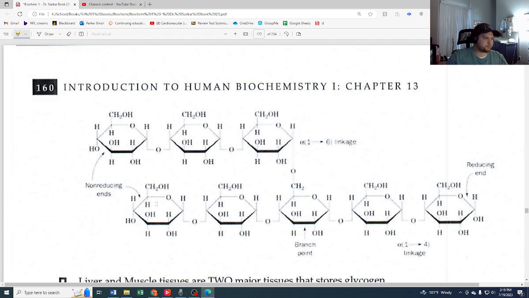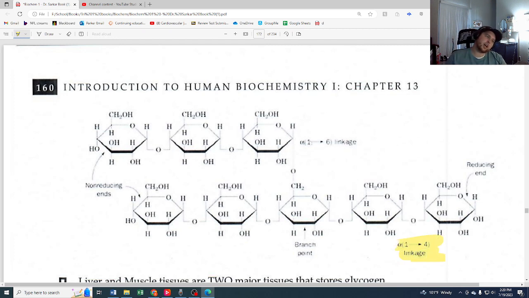So we can see this linear chain here all the way across. If we number our carbons, this is carbon 1, 2, 3, 4, 5, and 6. The 1 carbon connects to the next carbon's... sorry, I apologize. 1 to 4, 1 to 4, 1 to 4, and that creates our linear chains, the alpha 1,4 linkage.